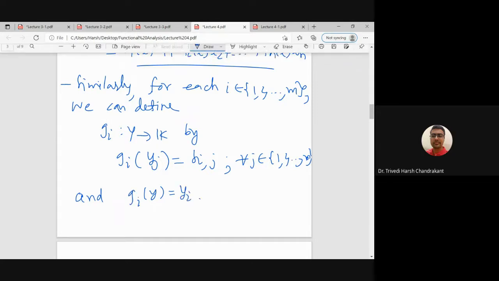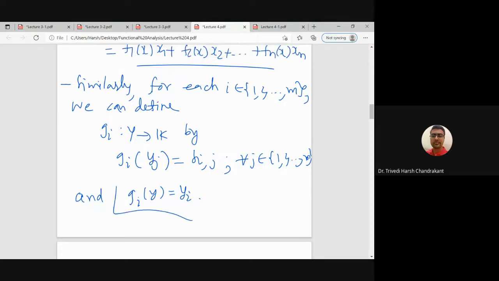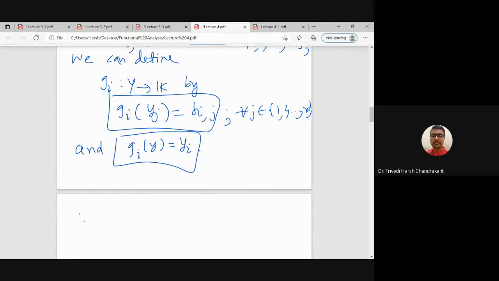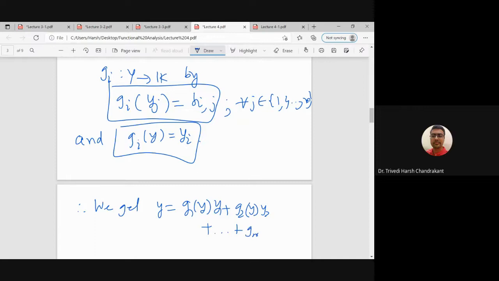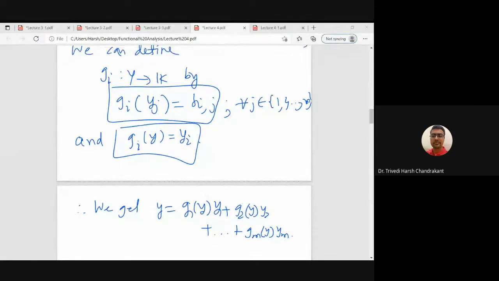and this is coming from the definition that gj(y) is basically delta. Right? So we have these both properties, and therefore we get y is equal to g1(y) y1, g2(y) y2, ..., gm(y) ym. Right, so we get a combination of vector y as a function of g1, g2, ..., gm.